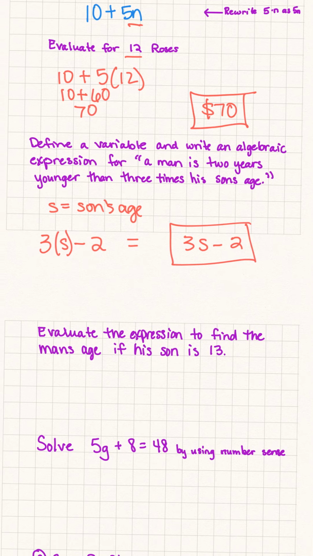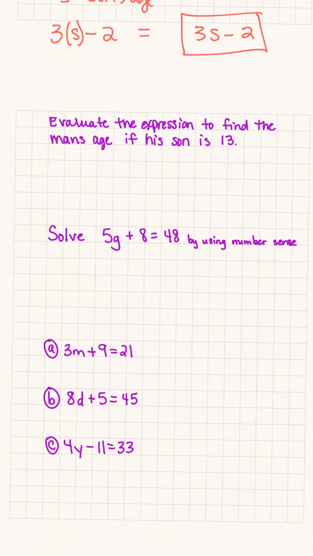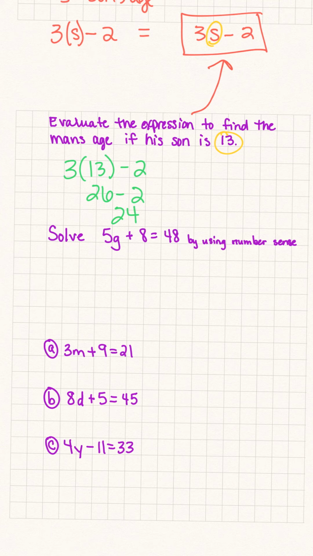There's our expression. So now it says evaluate the expression to find the man's age if the son is 13. Well, 13 is what we put in as the son's age. Then we have 3 times 13 minus 2. 3 times 13 is 39. Minus 2, simplify, it's going to equal 37. That means that the man's age is 37. I guess you could even put years old.